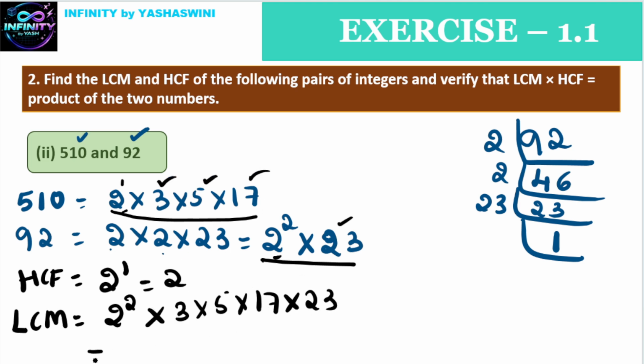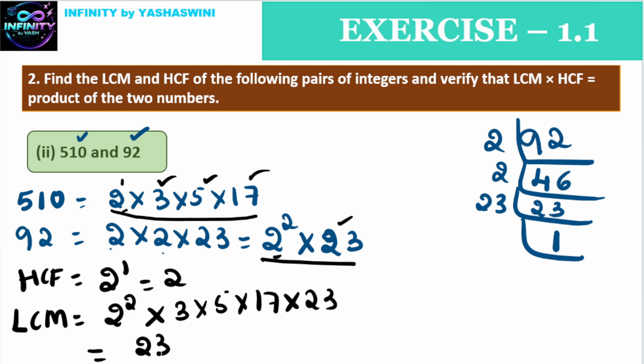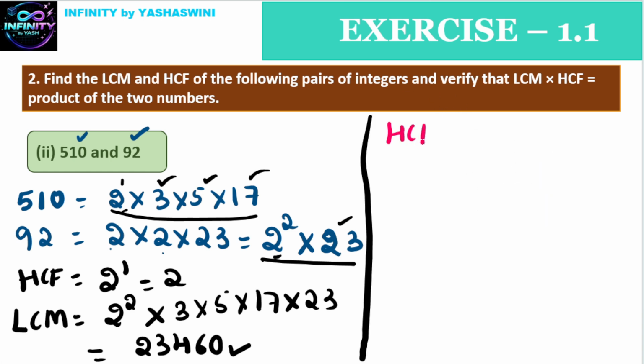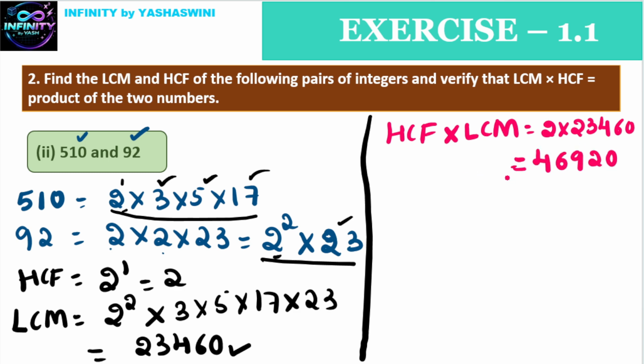When you multiply all these numbers, you will get 23,460. So the LCM is 23,460. Now we'll verify whether the product of HCF and LCM is equal to the product of two numbers or not. HCF into LCM is equal to 2 into 23,460. That is 46,920. So LHS is 46,920.